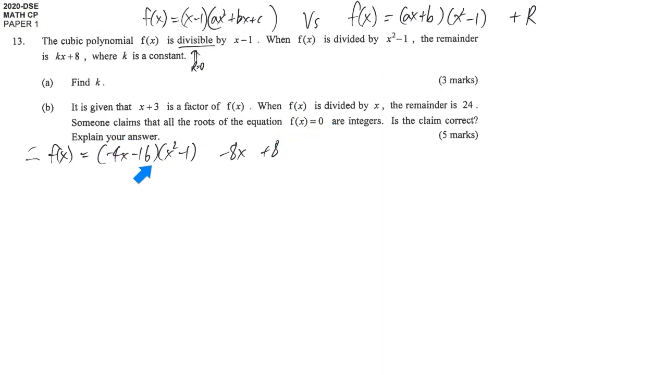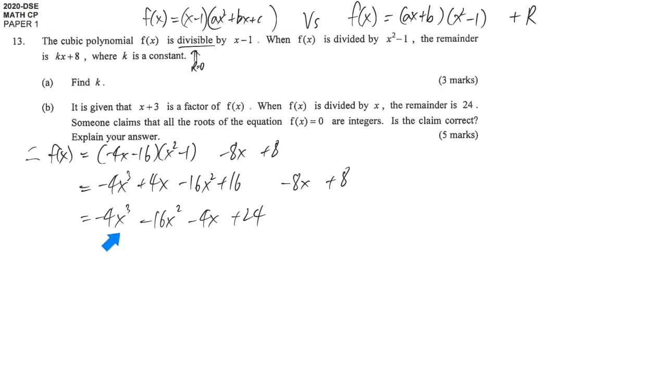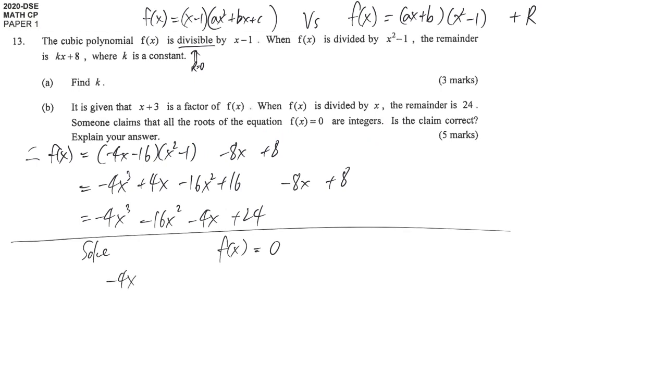But before that, let us tidy up what this is first. So, negative 4x power 3, positive 4x, and then we have negative 16x squared, positive 16, minus 8x plus 8. So, group similar terms, we have this expression. This is the original function. Now we are going to solve this equation equal to 0. So consider solving f(x) equal to 0. That means negative 4x power 3 minus 16x power 2 minus 4x plus 24 equal to 0.